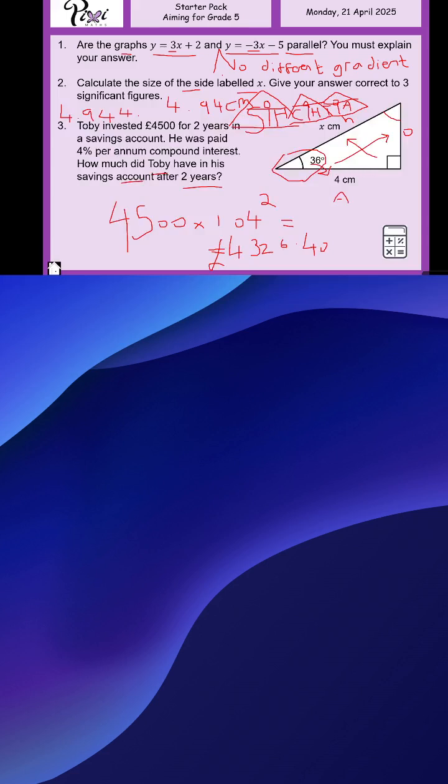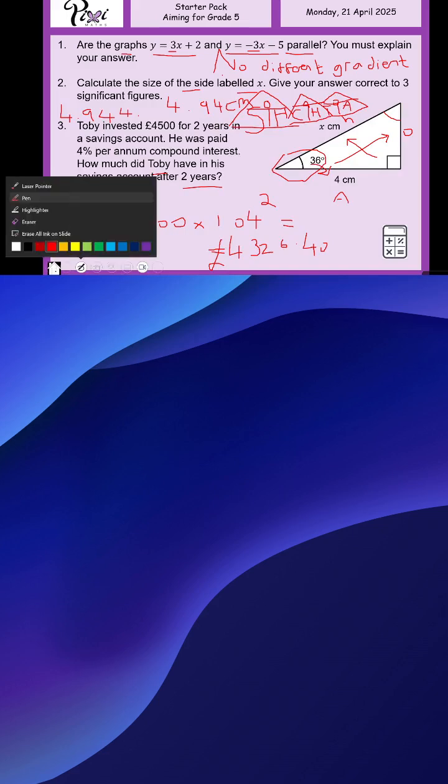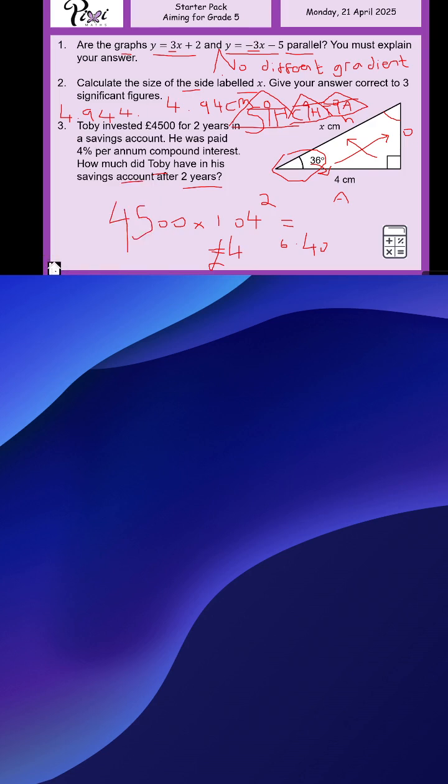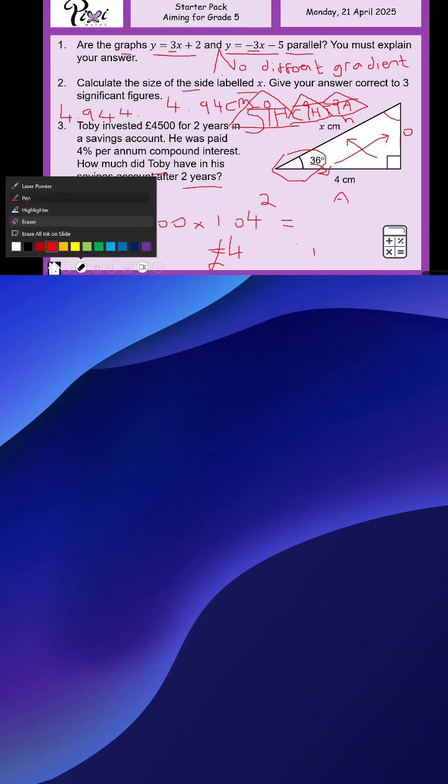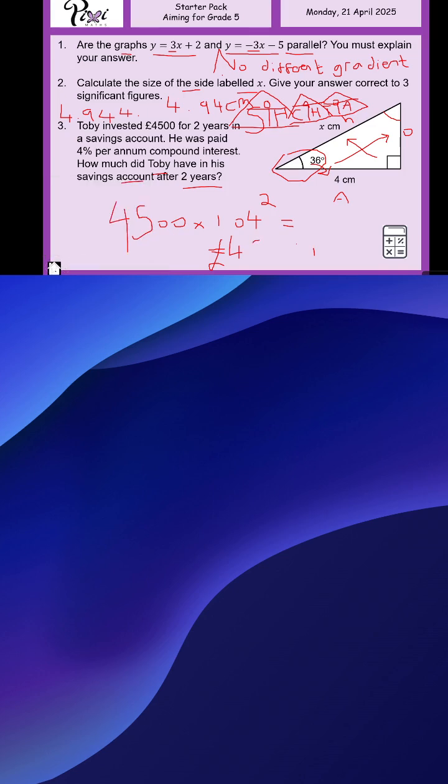I typed in 4K, not 4.5K. So it's 4,867 pounds 20 pence. There we go.